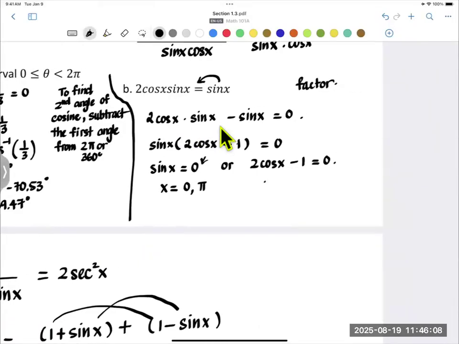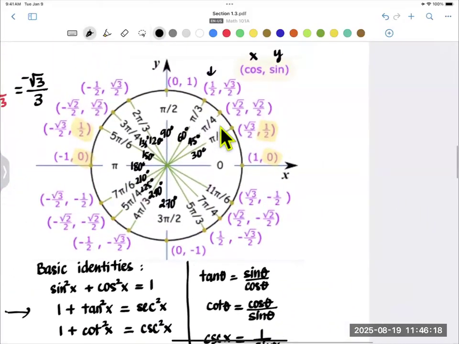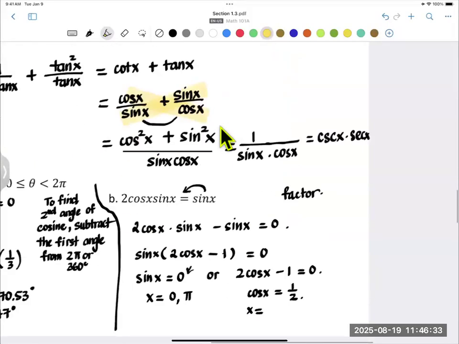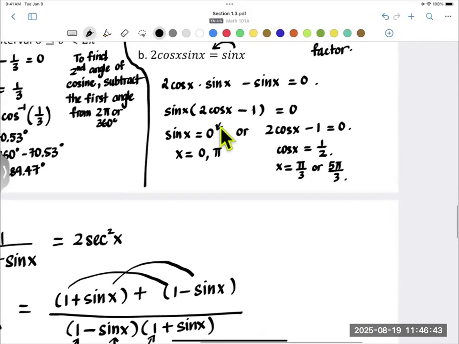Okay, so how about cosine x equals 1/2? What angle will give you cosine of 1/2? Let's go back here. Cosine is x, so the x coordinate is 1/2 at this angle, pi over 3. And what else? 5 pi over 3. Okay, so pi over 3 and 5 pi over 3. So that's going to be the answer in radians.